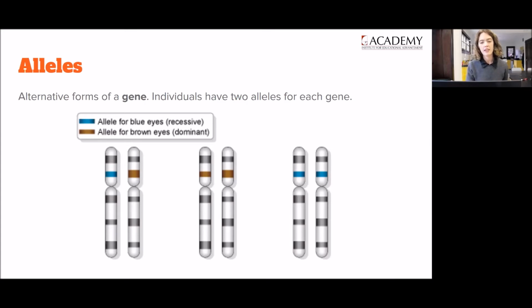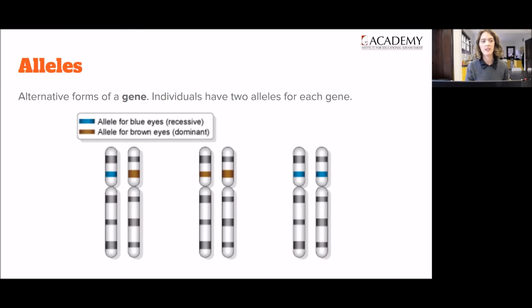So in this example here, we're saying that there is an allele for blue eyes and an allele for brown eyes. And every individual for these genes always has two alleles. They get one from each of their two parents. And then the interaction between those two alleles, you see the recessive and dominant here. We'll get to that in a second. The interaction between those two is what determines what trait you have.